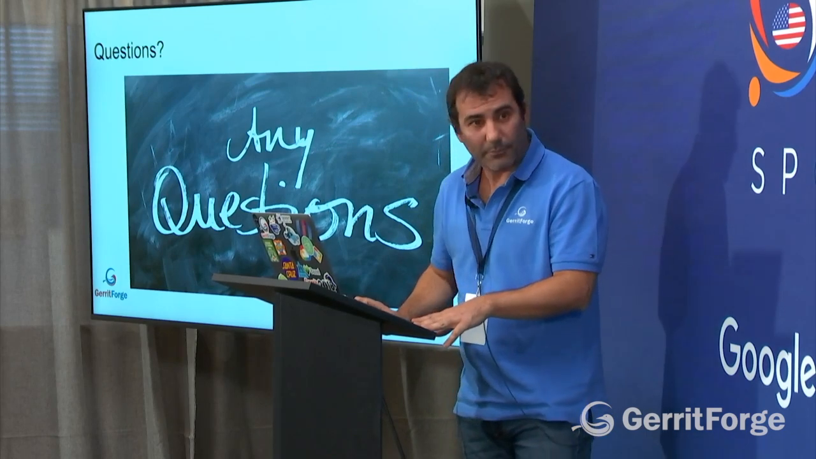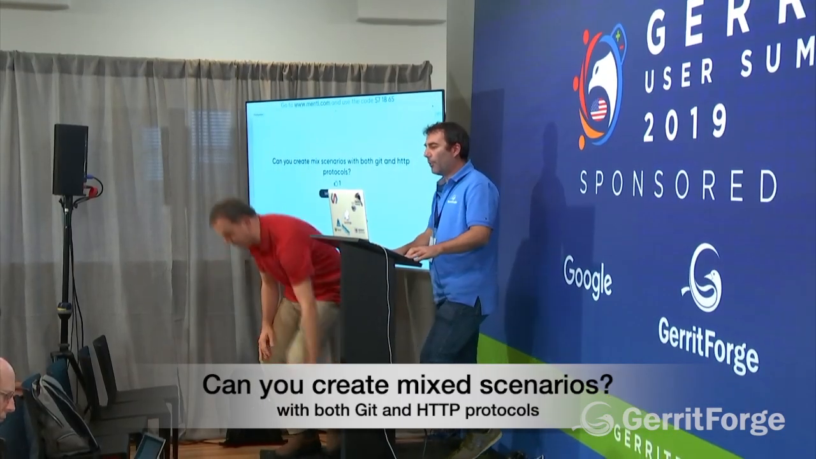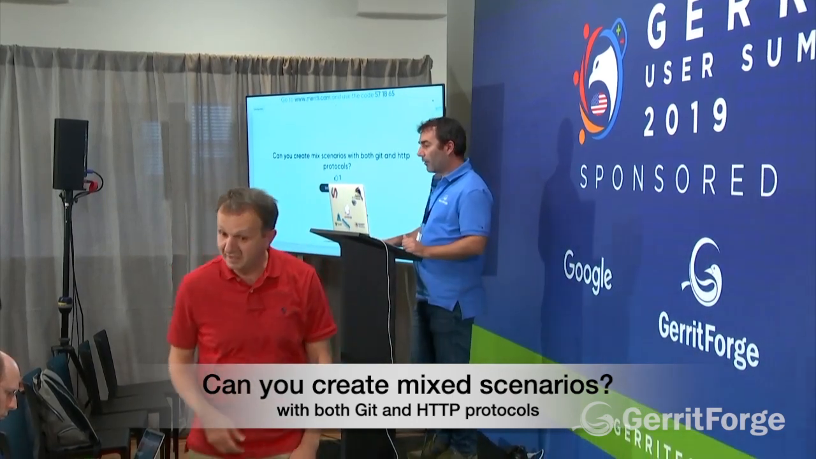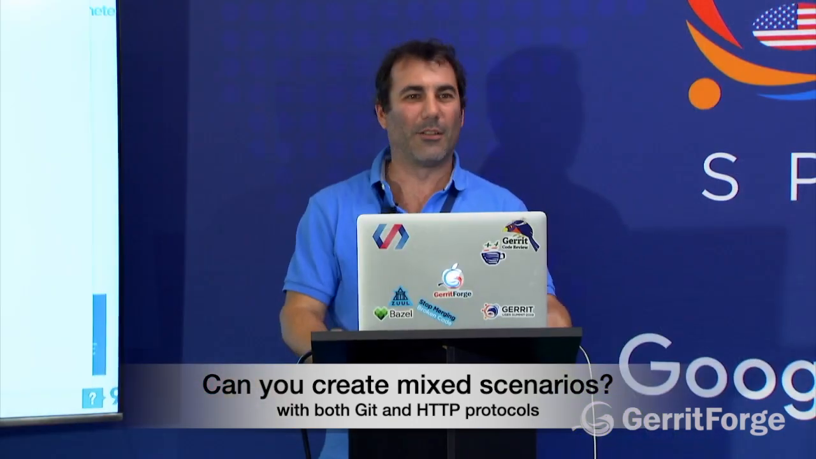Okay. Can you create mixed scenarios with both Git and HTTP protocols? Yes, you can, but I don't know if you recall in the very first example, at the end of the code, there's a part where you can define your scenario, and when you define your scenario, you define the shape of your scenario, so you can have ramps or constant users, but you can also define the duration of your scenario, and you can also define the protocol that you want to use for your scenario. So yes, you can mix it up.